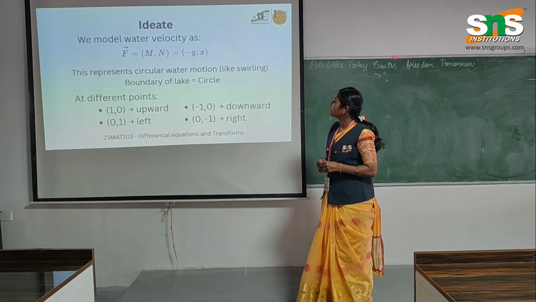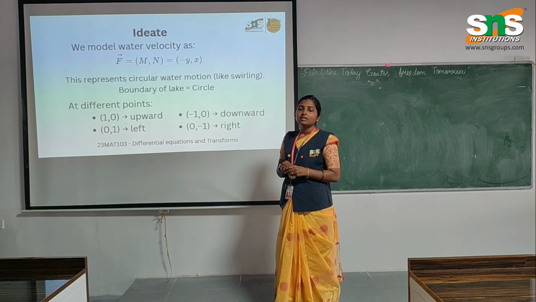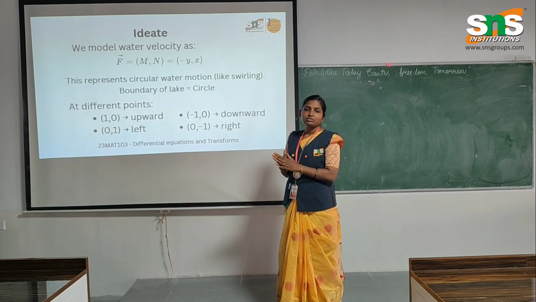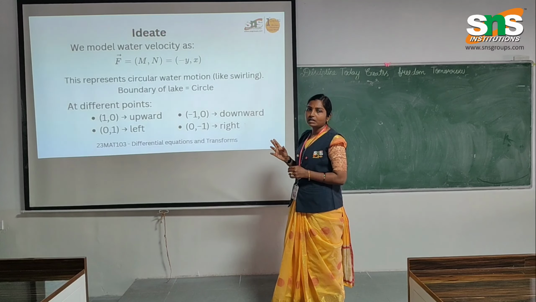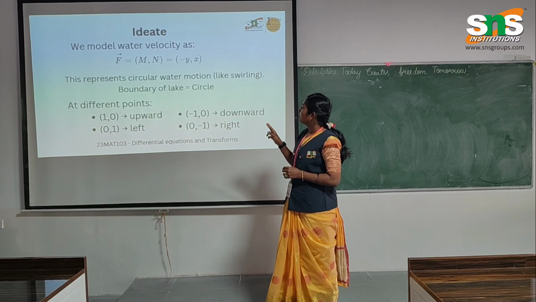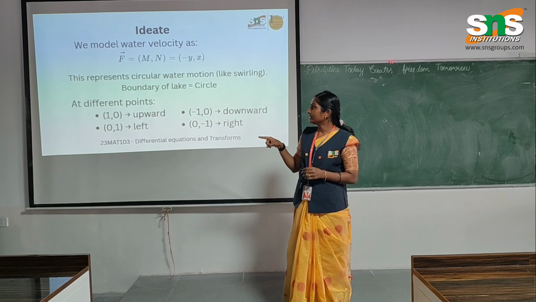Okay, moving on to the next slide. So we model the water velocity as the F vector. Here F vector, we will be considering 2 of the ratios, m and n. Those will be taken as minus y and x here. So this represents the circular water motion, like swirling. Swirling is nothing but the rotation of the water inside the lake.